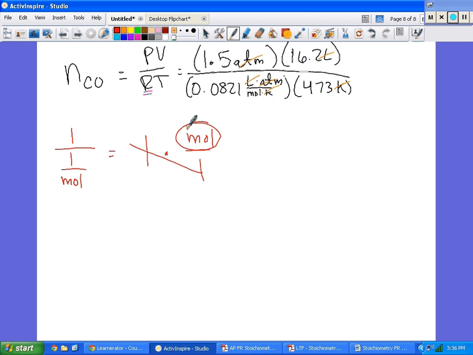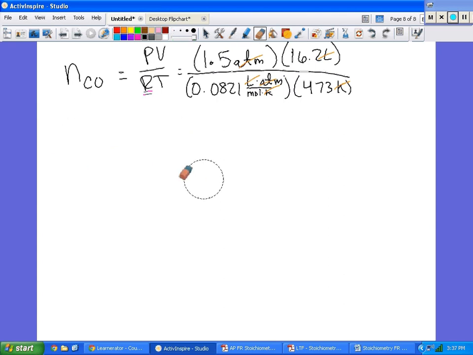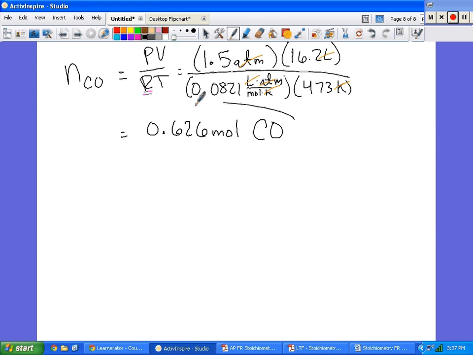Okay? Due to time's sake, I want to give you the answer. The answer to this will be... Let me find it on here. Sorry. That's the wrong page. That's why I can't find it. The answer to this is going to be 0.626 moles of CO. That's your answer.